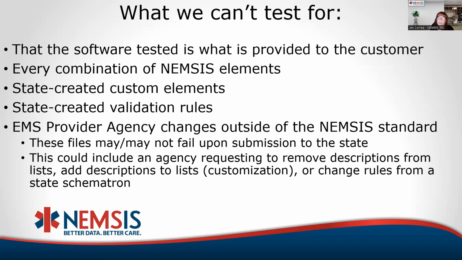We also cannot test on state-created validation rules. So as everybody knows, the states are allowed to tighten up on national rules and make some of our warnings errors. You're allowed to create wholly new rules for your validation purposes to help guide documentation processes within your state. We cannot test for every state-created validation rule. What we do is that process during the web conference where we supply them with a schematron with a couple of specific rules, looking for warning and error messages. And that's what we can test for, but not every variation of validation rules that are out there.